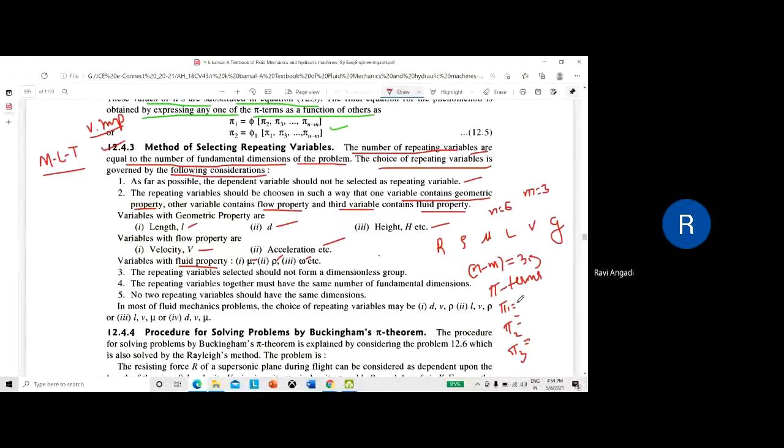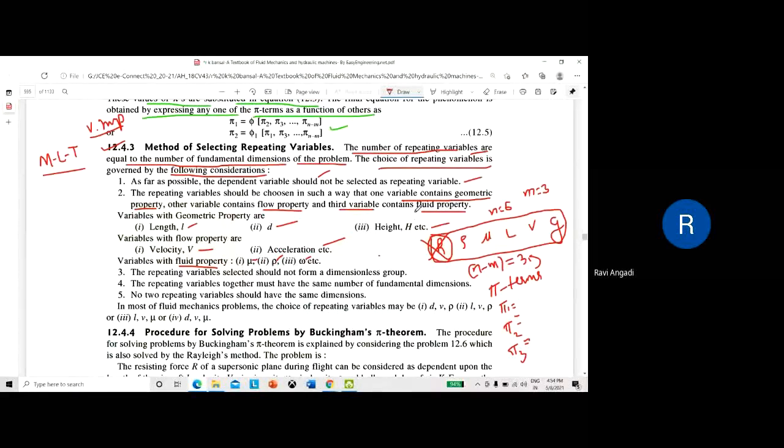First I need to write the repeating variables. Then what is the criteria to choose the repeating variable? In this problem, which is the dependent variable? R is the dependent variable. This should not be taken as a repeating variable. Leave this one. You only have to choose among the 5 remaining variables. But to choose the repeating variables, what was the first criteria? The dependent variable should not be taken as a repeating variable.